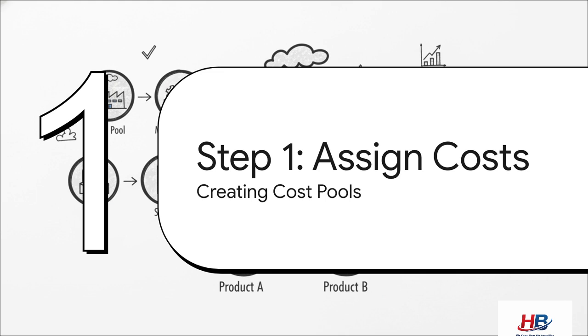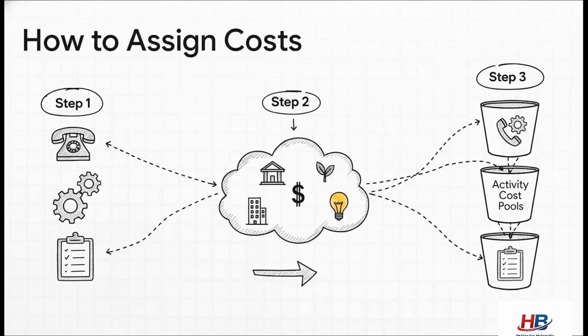All right, let's get our hands dirty with step one, assigning costs. This is where we build what are called cost pools. So here's the game plan. First, you list out all the big activities your business does. I'm talking about things like customer service, setting up machines, doing quality checks, you name it. Then, you take all those indirect costs, rent, admin salaries, all that stuff, and you sort them into cost pools, or you can just think of them as buckets that match each activity. So all the money spent on customer support goes right into the customer support bucket.